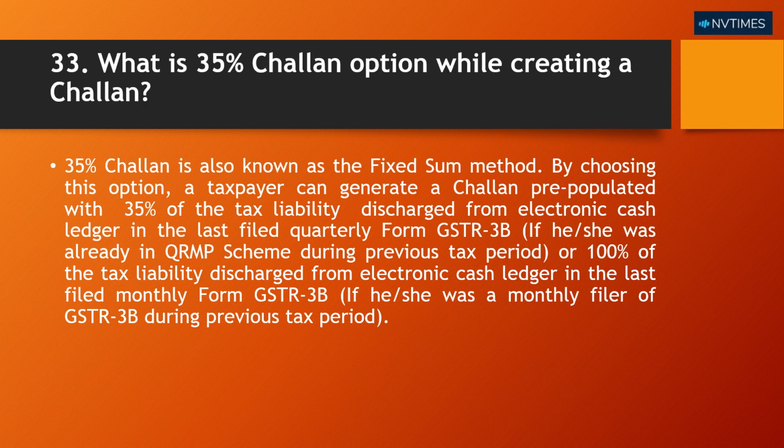By choosing this option, a taxpayer can generate a challan pre-populated with 35% of the tax liability discharged from electronic cash ledger in the last filed quarterly Form GSTR-3B if he/she was already in QRMP scheme during previous tax period, or 100% of the tax liability discharged from electronic cash ledger in the last filed monthly Form GSTR-3B if he/she was a monthly filer of GSTR-3B during previous tax period.